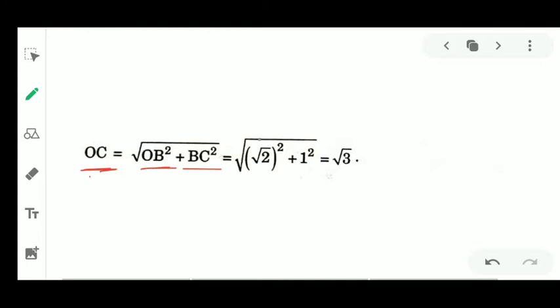So put the value of OB, which is root 2. Square of root 2 plus 1 square. Square of root 2 is 2, then 1 square is 1, so 2 plus 1 becomes root 3 here. Okay, so OC is root 3.